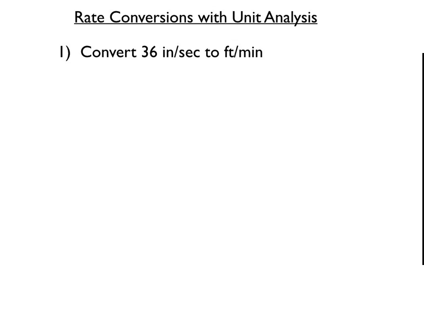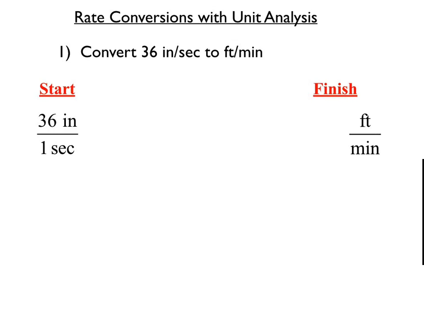We're converting from 36 inches per second to feet per minute. So we're actually doing two conversions kind of at the same time there, if you want to think of it that way. So we're starting with 36 inches per second, and I'm writing it more like a normal fraction there. We're converting from 36 inches per 1 second into feet per minute. Two conversions there.